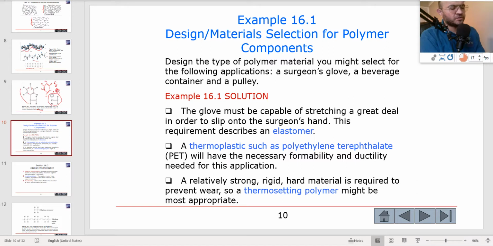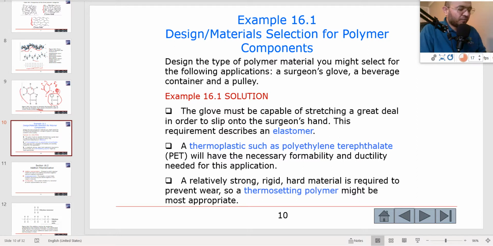The first one is a surgeon glove. Okay, surgeon glove has to be a rubber band, right? So just look at this, you have to pick elastomer for this case. A beverage container, you don't want it to be too hard or too soft. So something in between, like something I can say in the structure of thermoplastic. Thermoplastic would be good. Thermoplastic would be the second, they have interconnection.